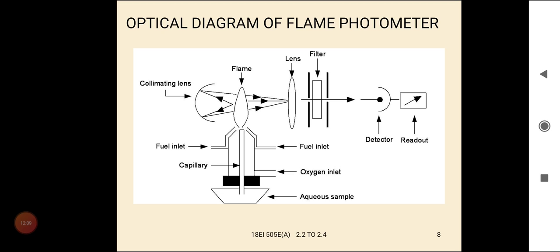So the amount of current is measured by the potentiometer, directly calibrated to the number of atoms burned in the flame. That is the concentration of the number of particles present in the sample. Especially the flame photometer is used to identify body fluids like sodium, potassium, calcium, magnesium, lithium.